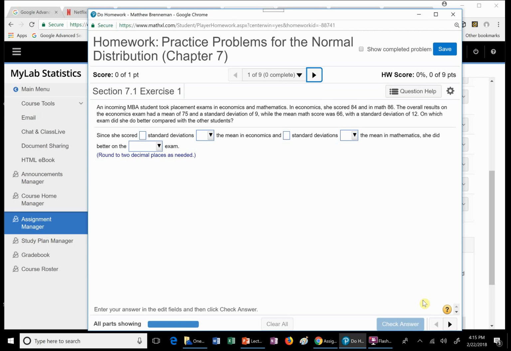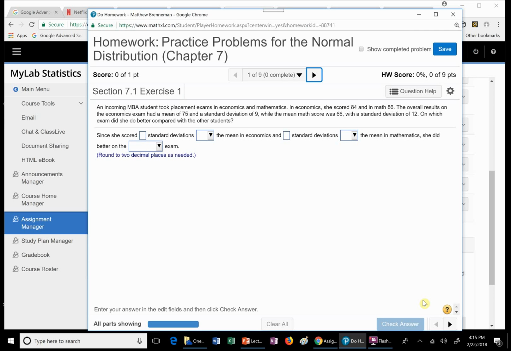So if I do this here, what am I going to get? The z-score is going to be 84 minus 75 over 9, and that's just going to give me 9 over 9, which is 1. And here it's going to be 86 minus 66 divided by 12, 20 over 12, 5/3, and that's going to be 1.66. So let's go ahead and answer it for my problem now. I'll let you guys do it for yours.